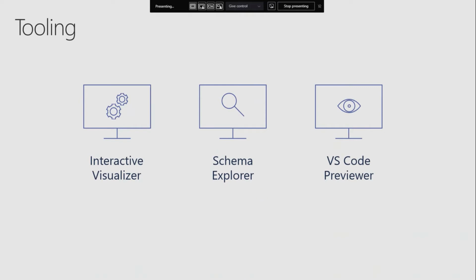So what we're going to talk about today is we're going to go through that. We're going to go through the multiple scenarios, and we're going to look at the schema explorer of how you can build an adaptive card. We're going to look at some code previewer as well.